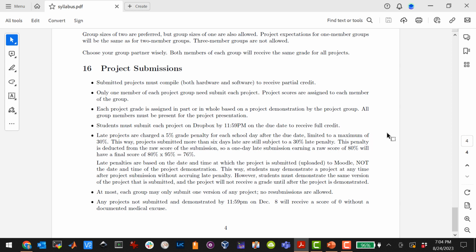Okay, 16, project submissions. There's a lot of information in this section. Our policies on lab submissions have evolved over the years as we've run into problems. Let me preface this by saying it's very difficult to grade these projects. We have rubrics, but basically in industry, you design something and it either works or not, generally speaking.